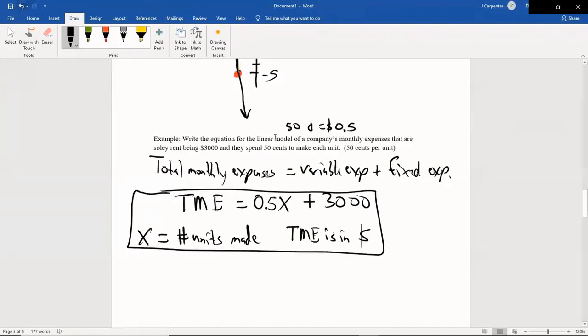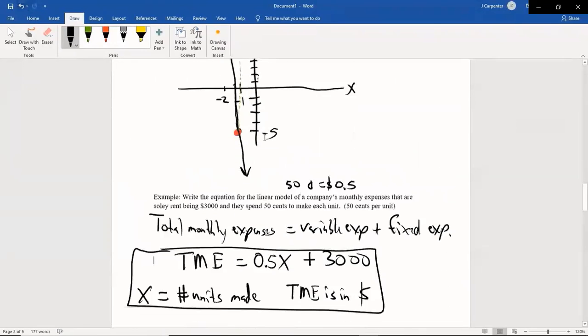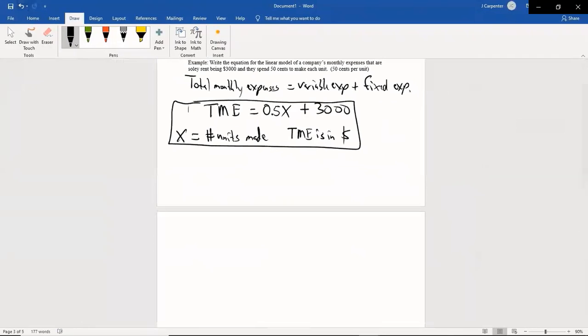I could even graph this. I didn't ask for the graph, but I'm going to graph it. So we have an initial amount or a fixed amount of $3,000. Now I'm not going to make very much of the negative side of these things because we can't make negative units, so it doesn't make sense to go on this side of the graph at all.